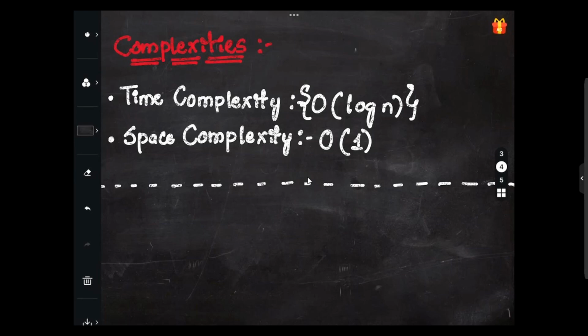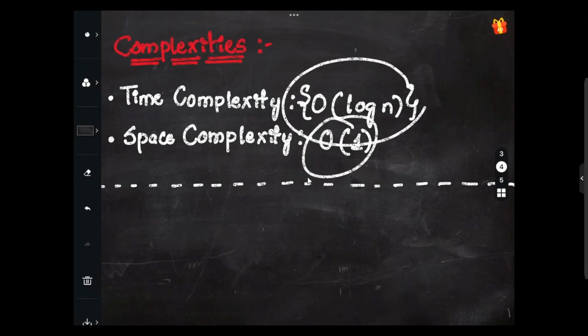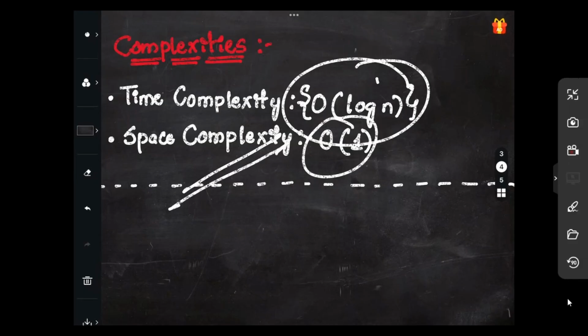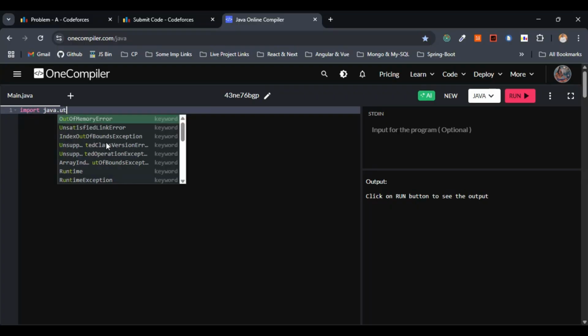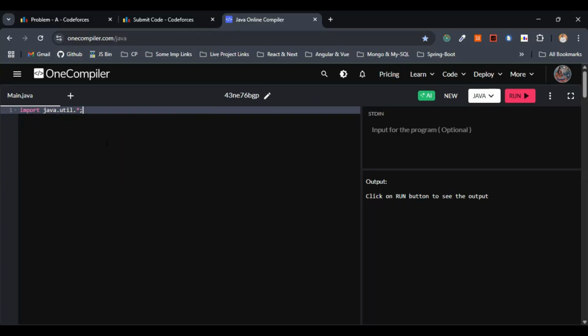Now we are completely familiar with the approach as well as the complexities, so we are good to write the code. Let's start writing the code. First, we will be making use of the utilities. So let's do one thing. Let's import the util package. So I'll just go with util.*.